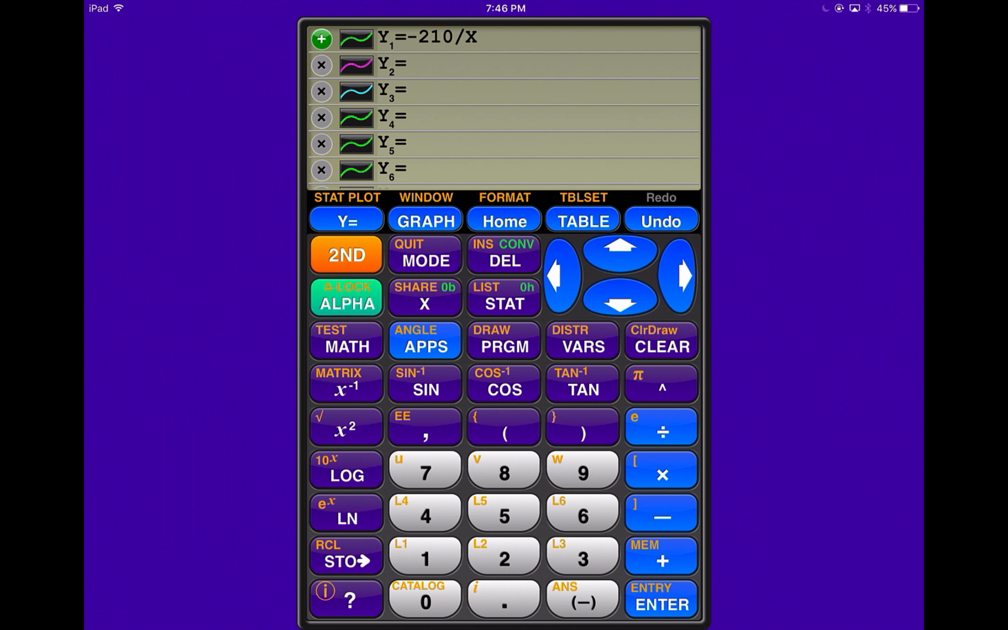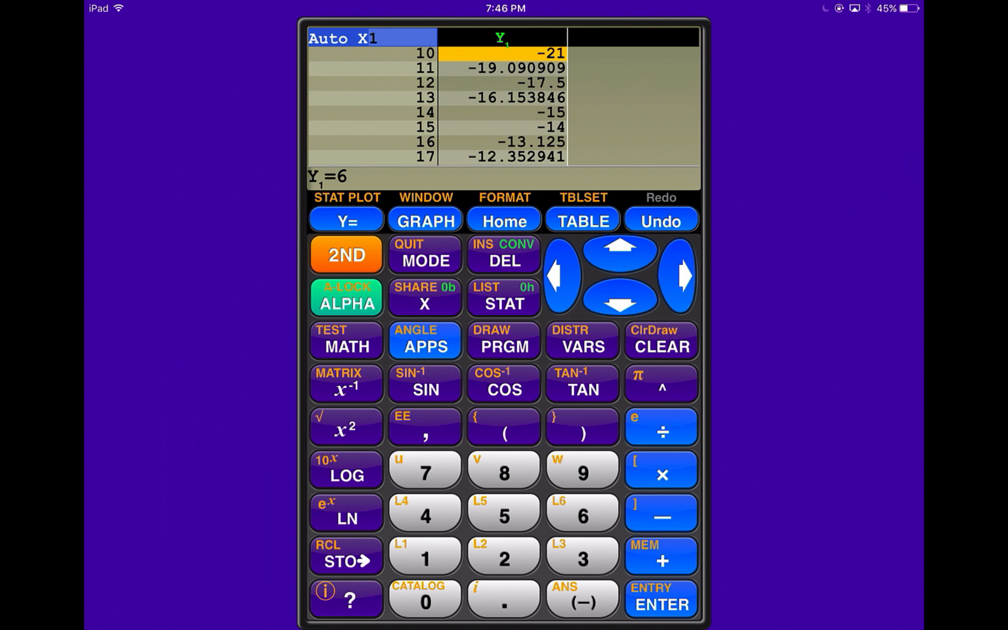So negative 210 divided by x. And look at the table. I'm looking for two numbers that will add to 29. Remember that you can skip over decimals. I'm only looking at whole numbers.